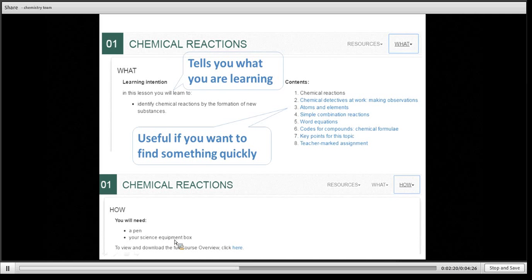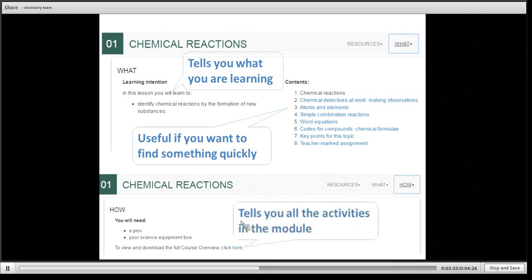Then the last tab, which is the How tab, just simply says what you need, and you're going to need your science equipment box and a pen. If you're writing, or obviously if you're typing, then it's not that important. However, a pen is useful to make your own notes. What is also useful is the full course overview, which tells you all the activities like the quizzes and so on that you have to complete in this module.